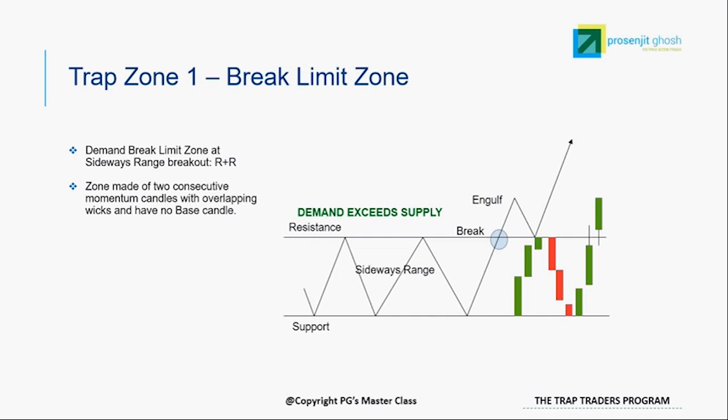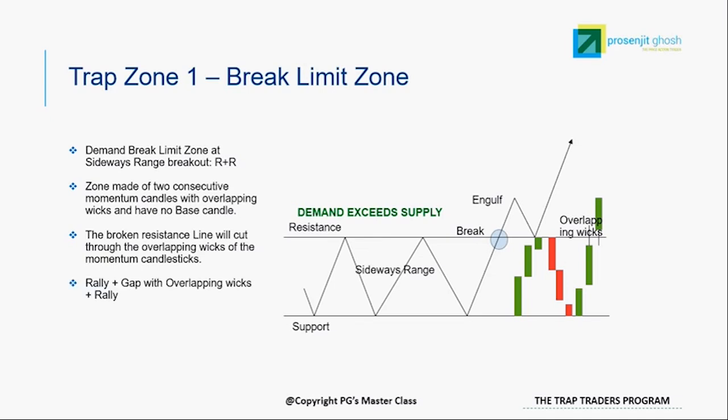So how to trade it? Now we do not have base candles. How to trade it? Simply we are going to take the overlapping wicks and mark our entry line and stop line here at the end of the wicks. So I will take the upper wick topmost point and the lower wick topmost point to mark the proximal line and the distal line.